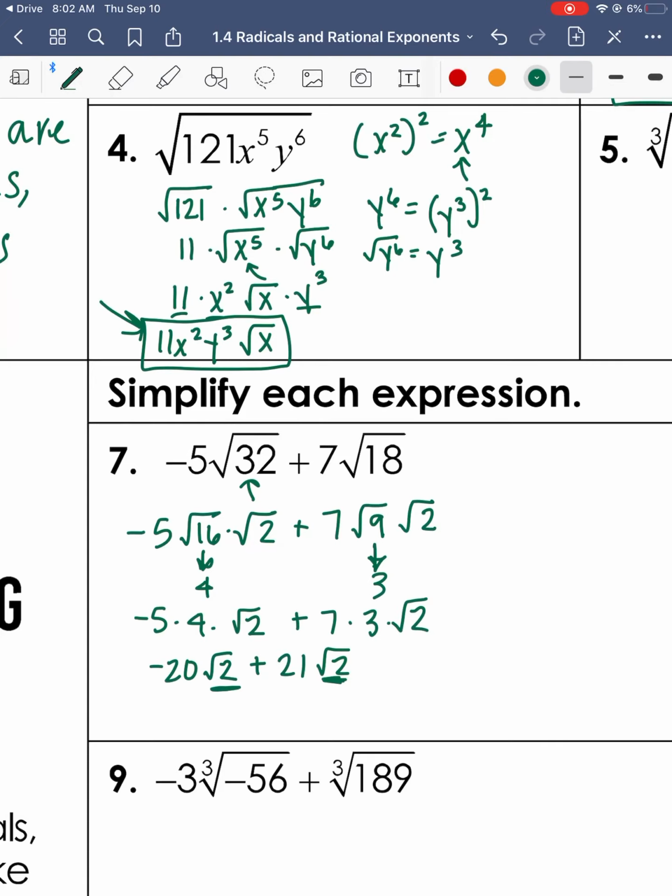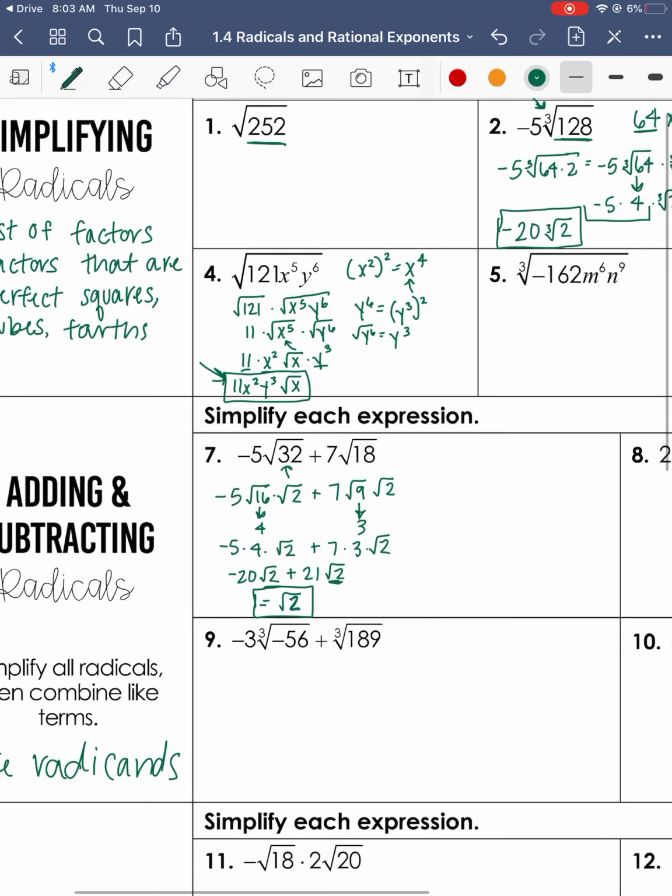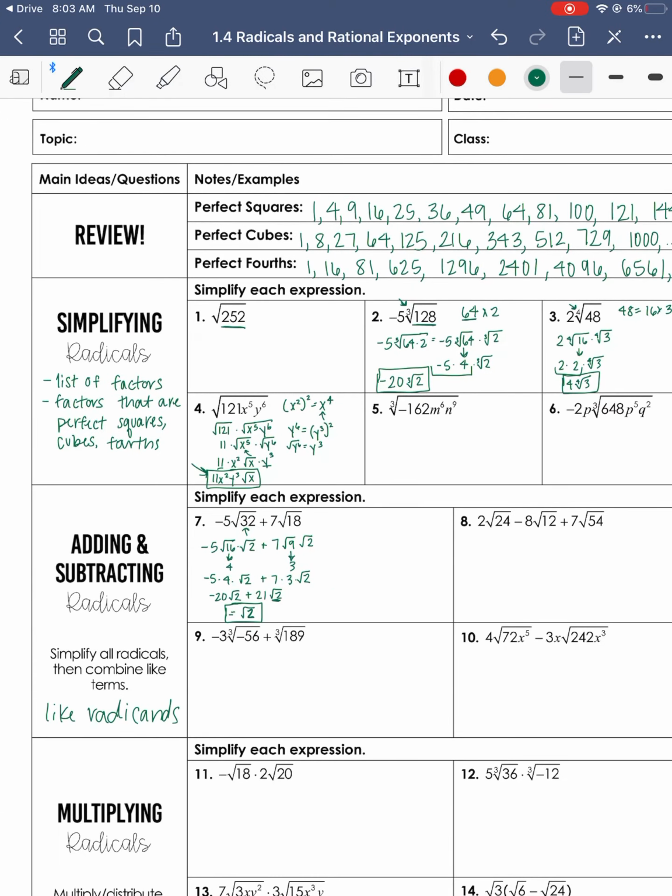We have -20 plus 21, that equals +1. So we're going to actually be left with, we're not going to write out the +1 because it's being multiplied by root 2. So we'll just write root 2 there. That's a 2, not a z. Okay, so there's that example. The rest of these might get more complicated, but really you need to master this simplifying first, and then most of these you'll find like radicands that you can just add and subtract the coefficients for.